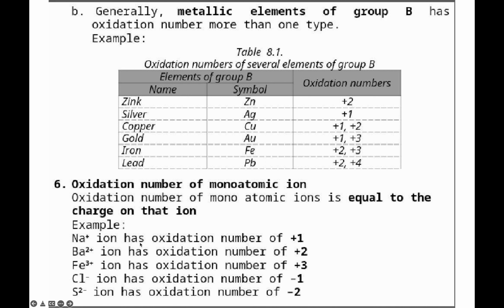Then the oxidation number of a monoatomic ion is equal to the charge on that ion. For example, Na+. What is the charge? 1 plus. So its oxidation number will be +1. For barium, what is the charge here? +2. So the oxidation number is +2. For iron, +3, so the oxidation number is +3. Cl-, the oxidation number is -1. S2-, sulfur, the oxidation number is -2. Just remember this very important concept.